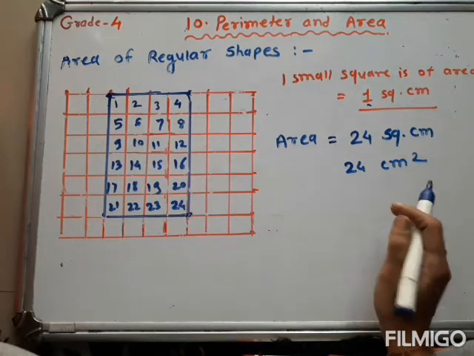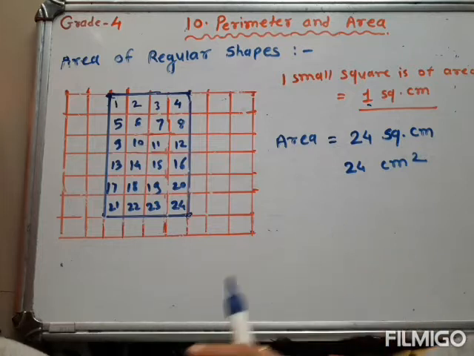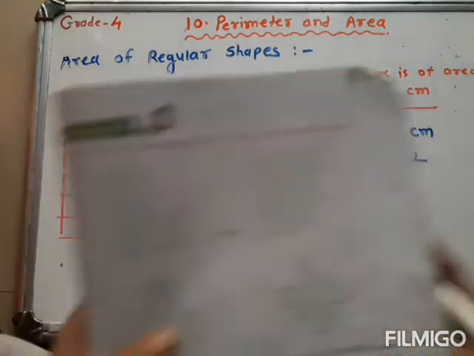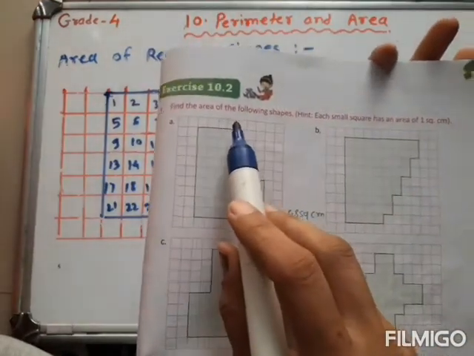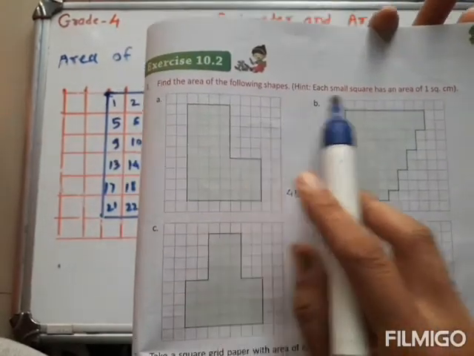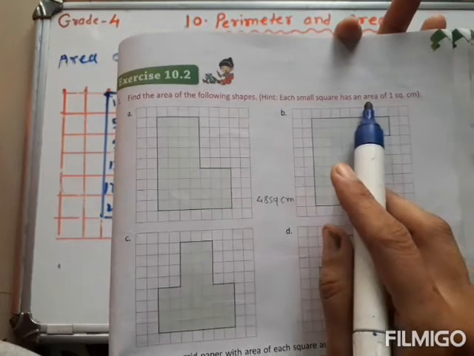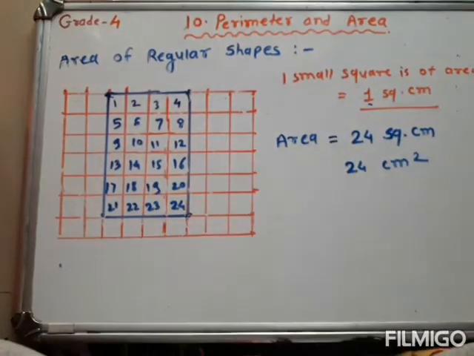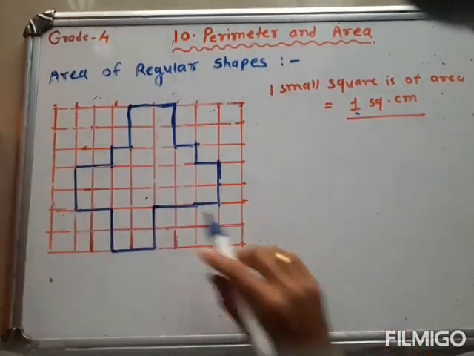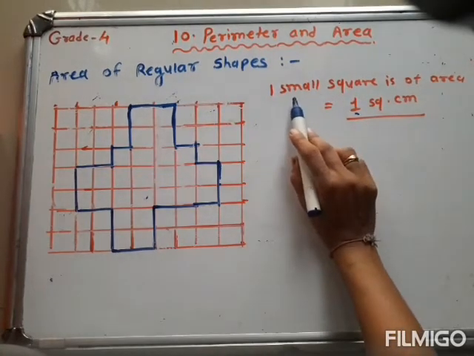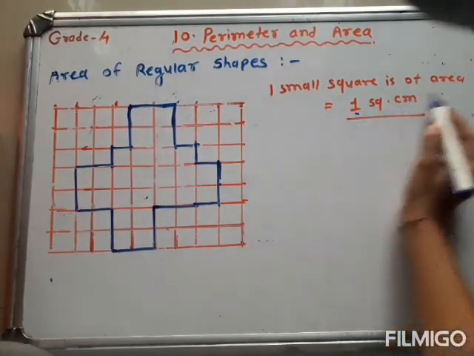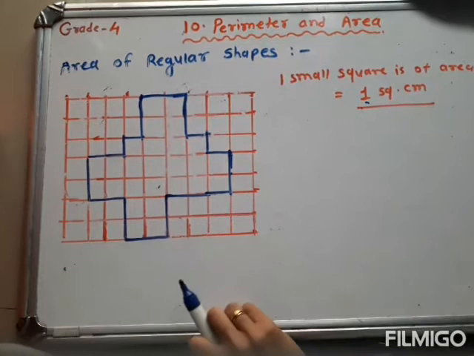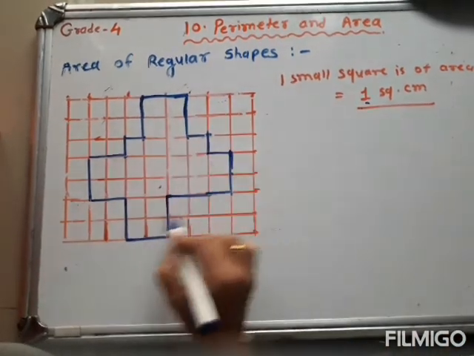In this way we solve the questions given in your exercise 10.2. See here, find the area of the following shapes. Each small square has an area of 1 square centimeter. Now we find the area of this figure. Here one small square has an area equal to 1 square centimeter, which is already given to you. So count the number of squares.